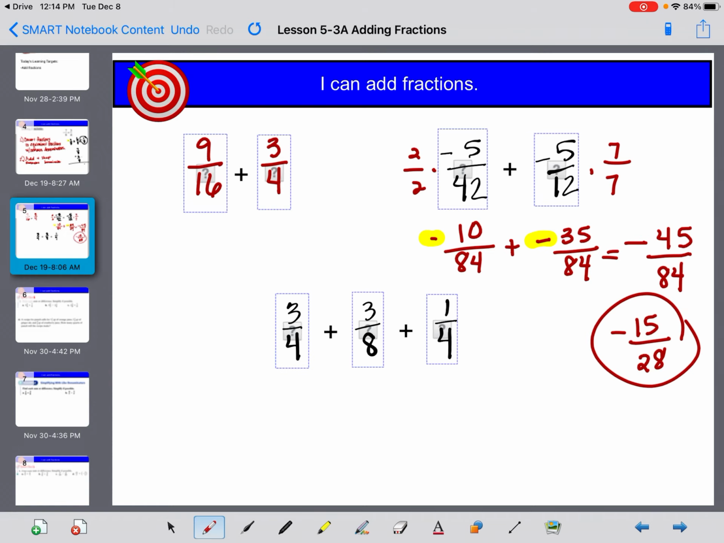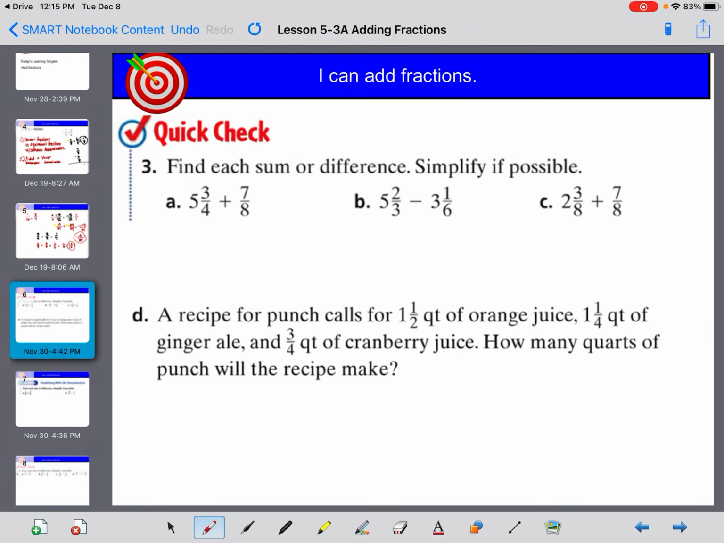Okay. The next one. Again, going with a common denominator of 8. I get 6/8 plus 3/8 plus 2/8. In this case, I'm not worried about positive or negative because they're all positive. So I'm going to add 6 plus 3 is 9, 9 plus 2 is 11, 11/8. This is improper though, so 8 goes into 11 one time, and I have 3/8 remaining. Sorry, not 2/8. And so my answer is 1 3/8.